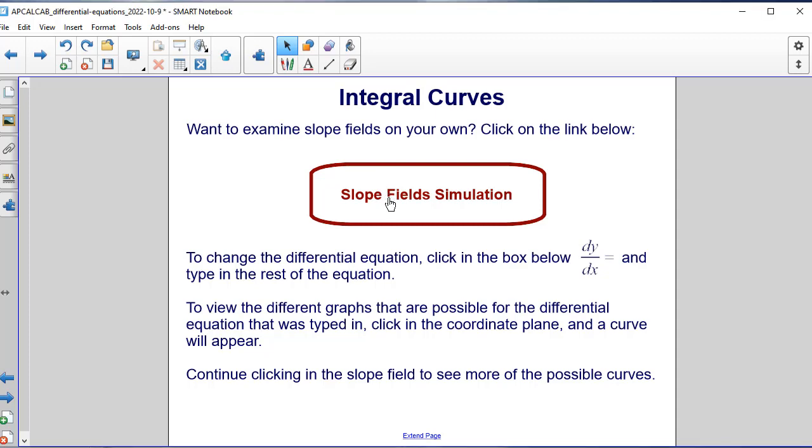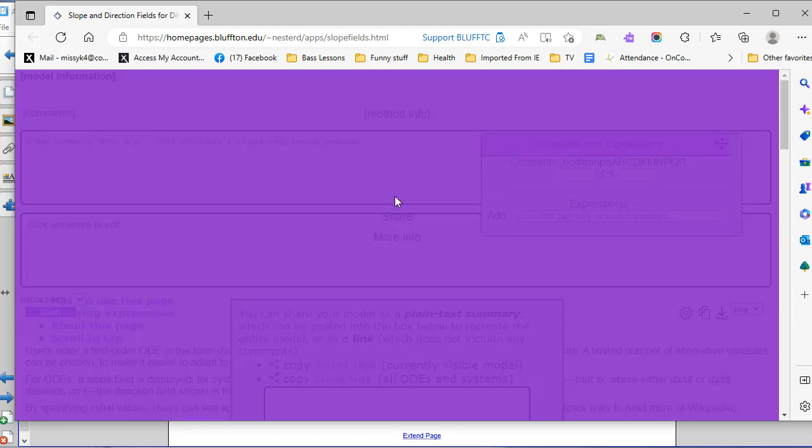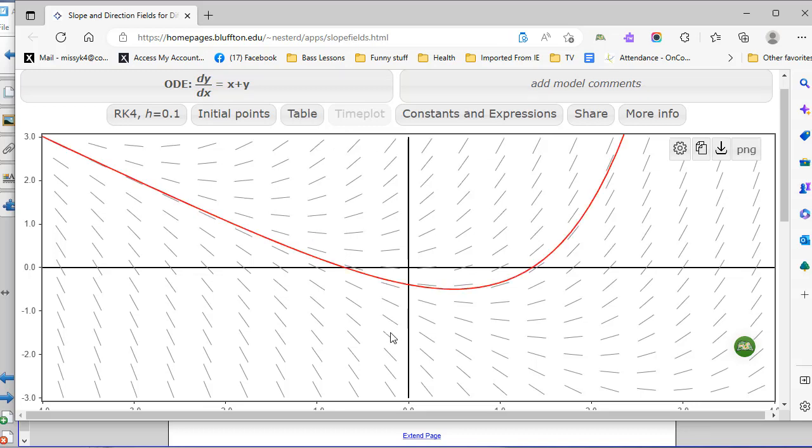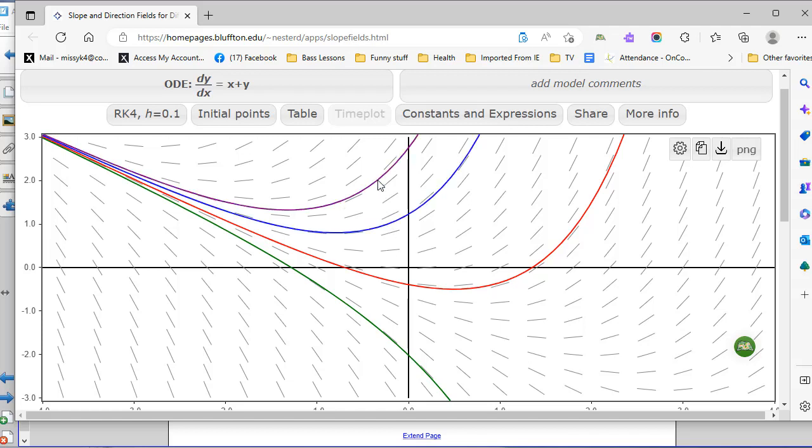So you click on the link. And we have this open up. And our differential equation is dy dx is equal to x plus y. If I click anywhere in the coordinate plane, a graph will show up. And the more I click, the more different graphs show up. And you notice how each of the graphs follows the slope field of the small dashed slope segments that were created.